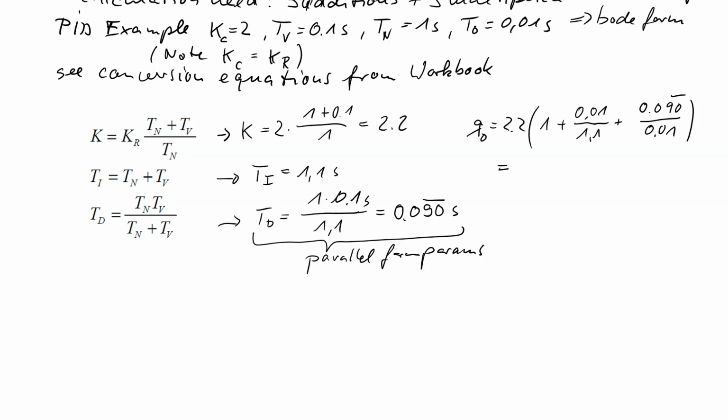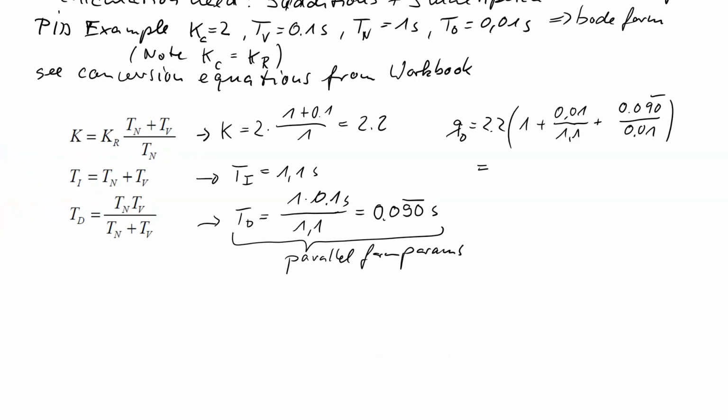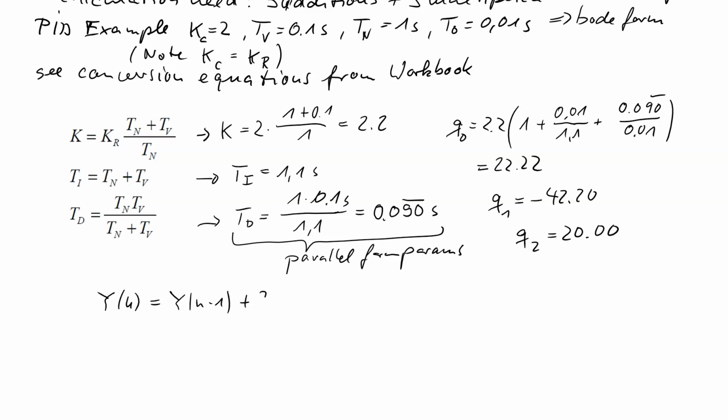So finally, if you factor out, this is round about 9 plus 1 is 10, so round about 22.22 is the Q0 value. Q1 will be calculated to 42.20 if you put these values into the equations, and Q2 is exactly the value 20. So now we have the algorithm of our example: yn is yn minus 1 plus Q0, which is 22.22, times xd of n, minus 42.2 times xd of n minus 1, plus 20 times xd of n minus 2.